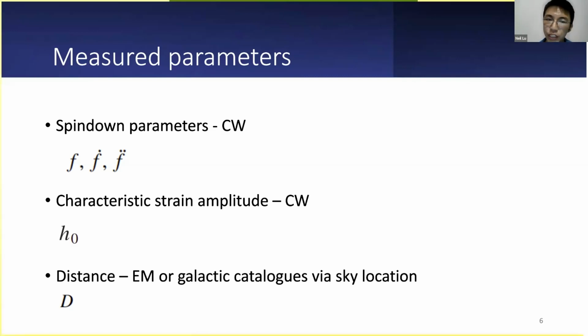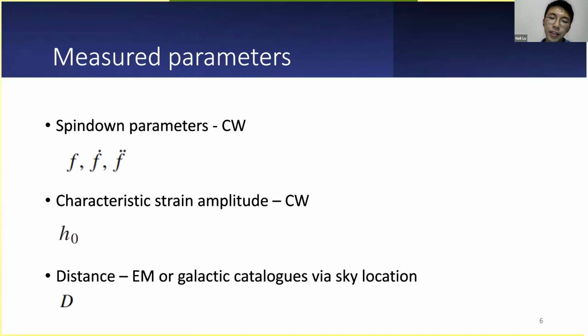We're assuming that from this measurement, we get the spin-down parameters of the neutron star. So this would be, for example, its frequency and its first and second derivatives of frequency. This is just because when we measure a sinusoid or the phase of the continuous wave, these are parameters of the signal. We would also get what we call the characteristic strain amplitude, or essentially just the strength of the signal. And in our work, we're also considering that the distance to the neutron star would be known. This does not come from the continuous gravitational wave itself, but we think it's quite reasonable to expect that this would come with a first detection.